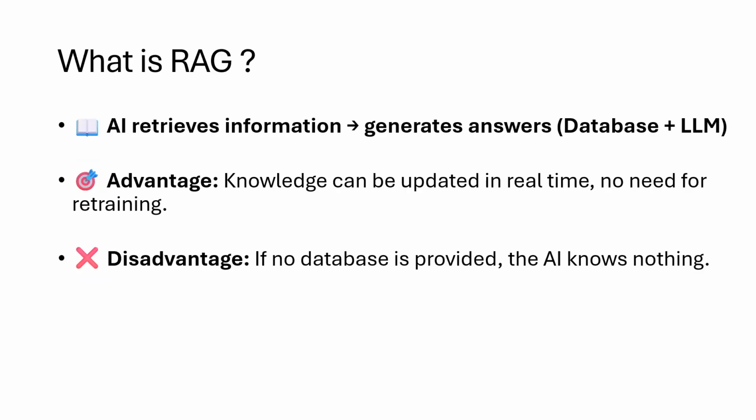RAG stands for Retrieval-Augmented Generation. Instead of storing knowledge inside the model, RAG retrieves external information before generating an answer. Think of it as an open book exam. The AI doesn't memorize facts, but instead looks them up whenever needed. This makes RAG ideal for applications where knowledge frequently changes, such as news updates or FAQs.